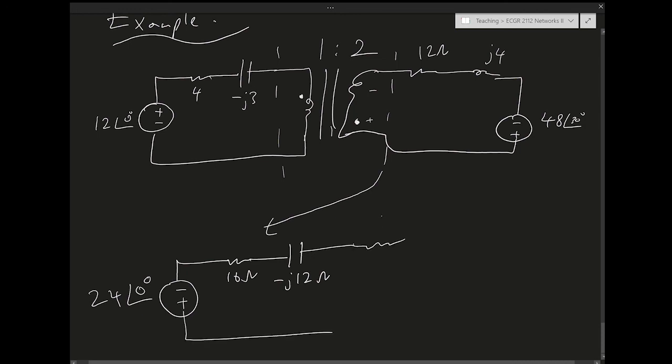And then I connect the secondary circuit. 12 ohms, J4, plus minus 48, 30 degrees.